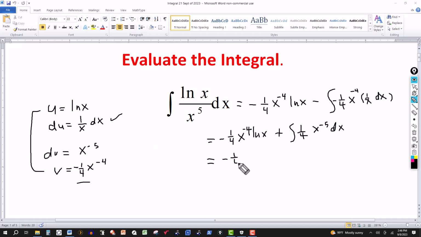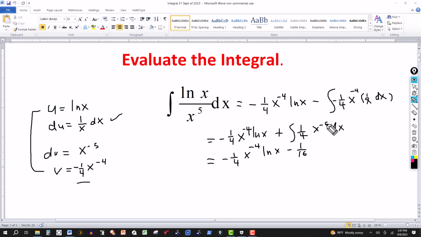This is negative 1/4 x to the negative 4 times natural log of x. And now we integrate this integral here. So we add 1 to the negative 5, makes it a negative 4. So we divide the 1/4 by negative 4, makes that a negative 1 over 16.